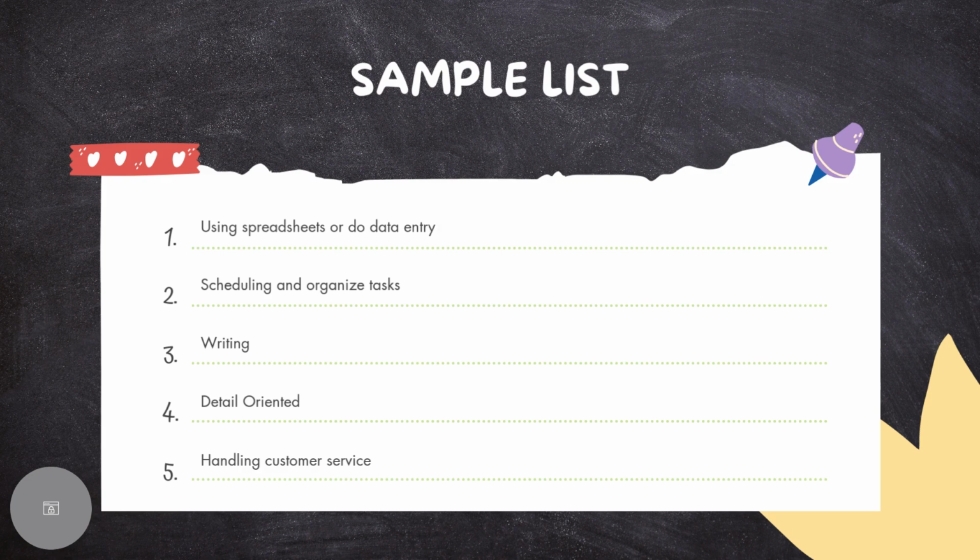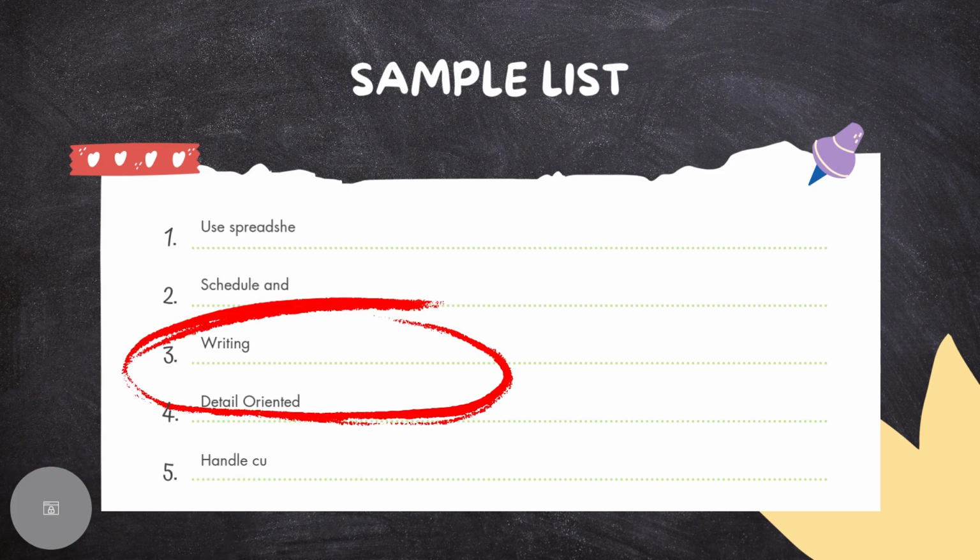So I created an example here of a sample list. Number one, using spreadsheet or data entry, scheduling and organizing tasks, writing, detail oriented. Number five, handling customer service. These are just one to five. You can create up to 10, but this is one of my examples. And then I remember my teacher told me I'm good in writing, or my colleague told me I'm detail oriented. So I highlighted those skills.